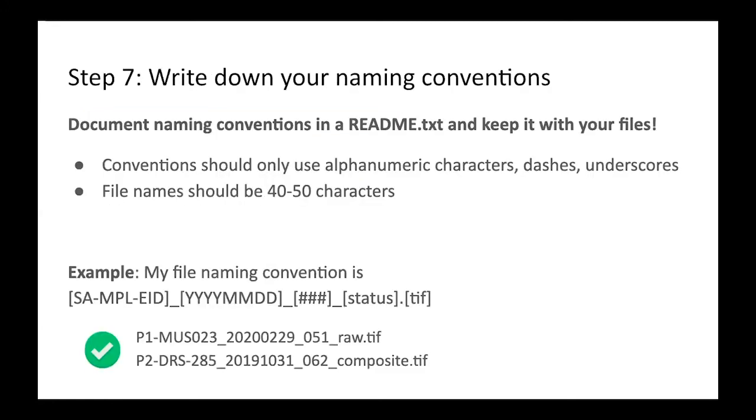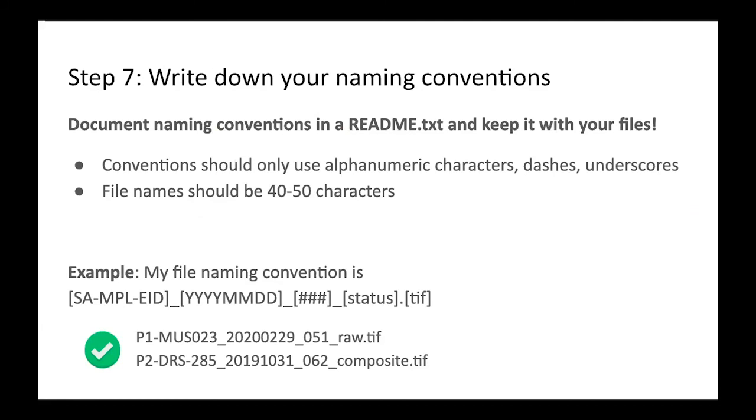All right, and finally in step 7, you want to make sure you write down your naming convention and document it in maybe a README file. And keep that README file with your other files so that everyone in the lab, department, or group can also use and understand the system you have created.